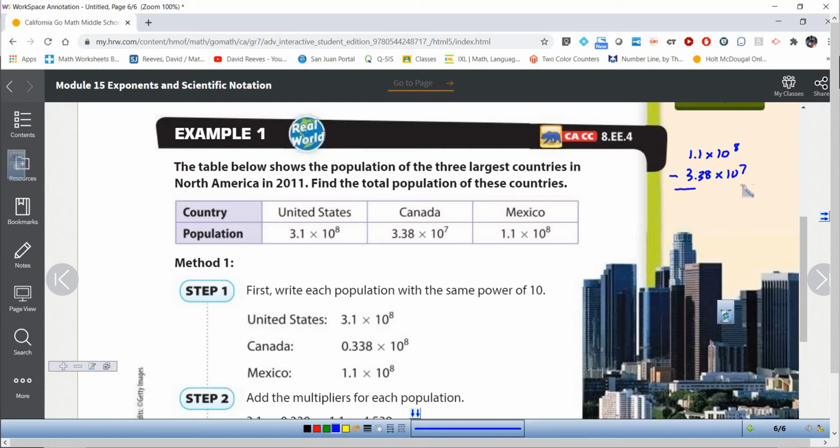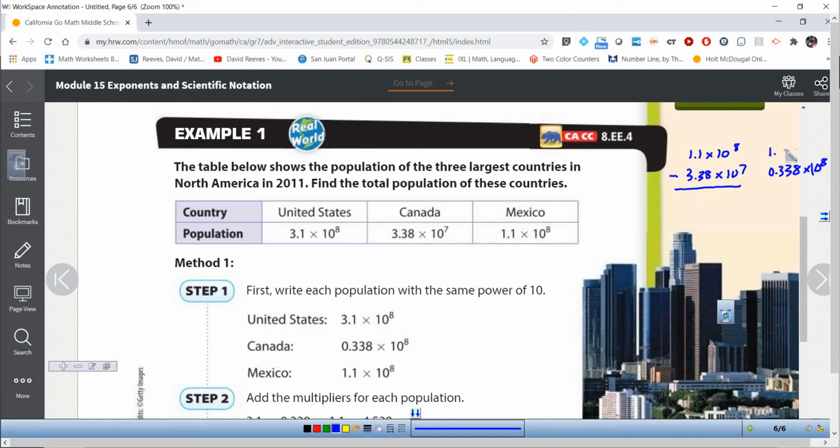Now again, we cannot do that subtraction problem as it's written because 3.38 times 10 to the 7th does not have the same power as 1.1 times 10 to the 8th. The good news is we already changed this one, didn't we? All right, we know that 3.38 times 10 to the 7th is 0.338 times 10 to the 8th, right?